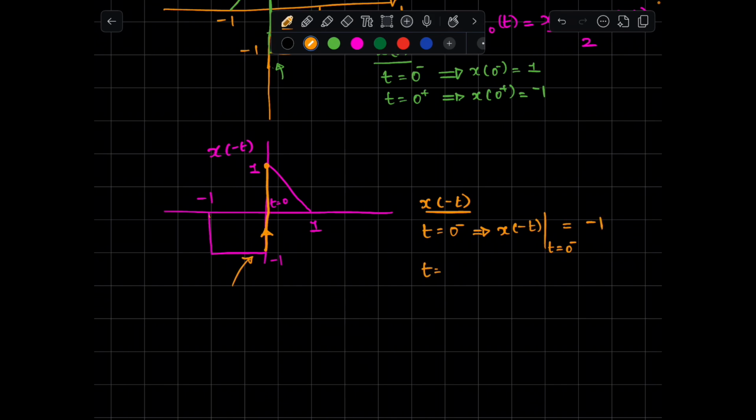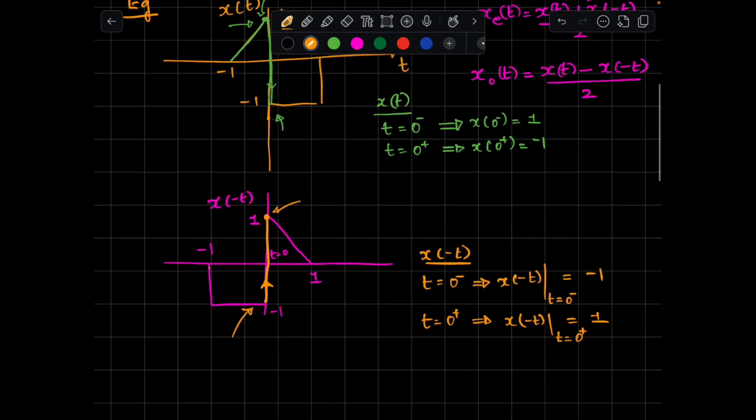Similarly, at t equal to 0 plus, what is the situation? You see this part, because this is for t greater than 0. At t equal to 0 plus, the amplitude is very close to 1. So this is the situation. These things we have to identify in signals which have certain transitions.